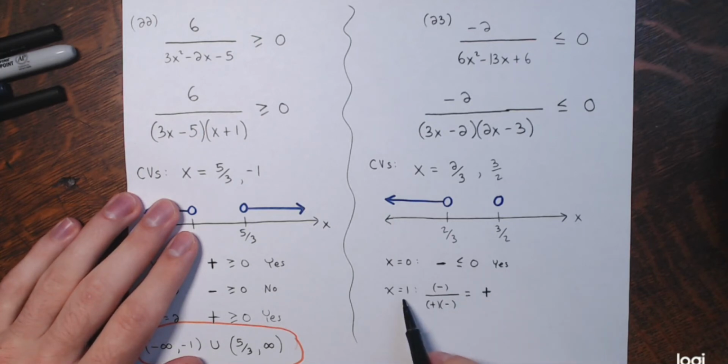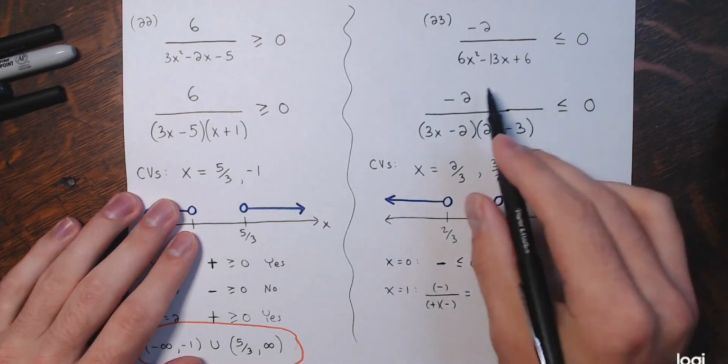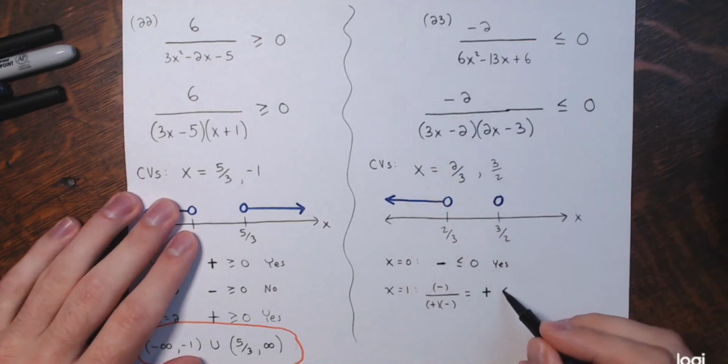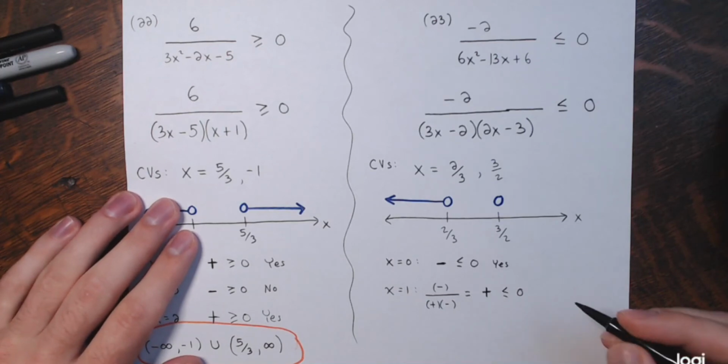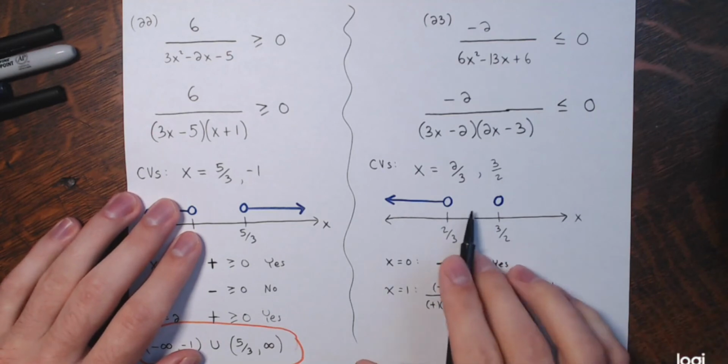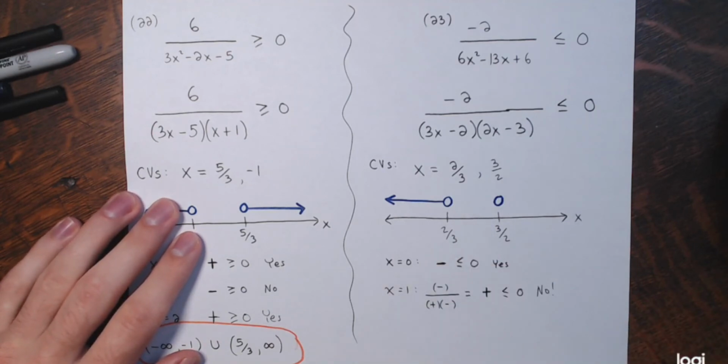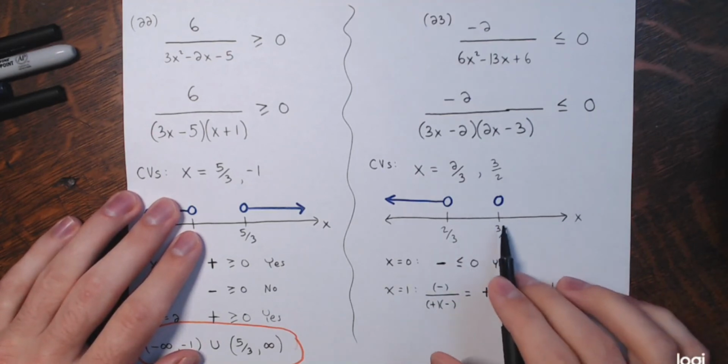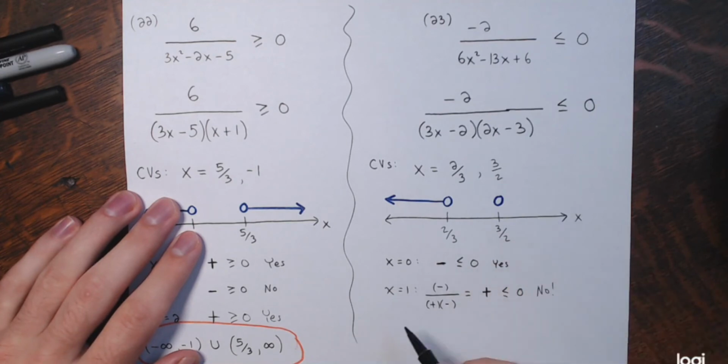So if x were 1, the expression on the left would be a positive number, and then we have is less than or equal to 0. And is that true? Is a positive number less than or equal to 0? Absolutely not. So no solutions are between 2/3 and 3/2. And then to the right of 3/2 would be 2, 3, 4, 5, whatever you want. X equals 2 would be to the right of 3/2.